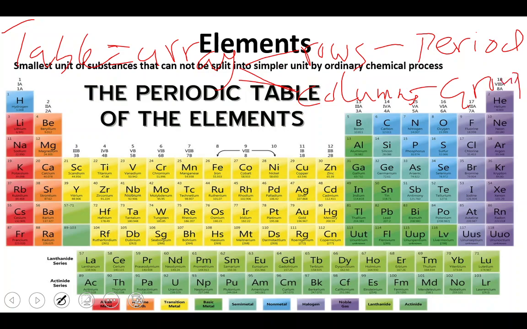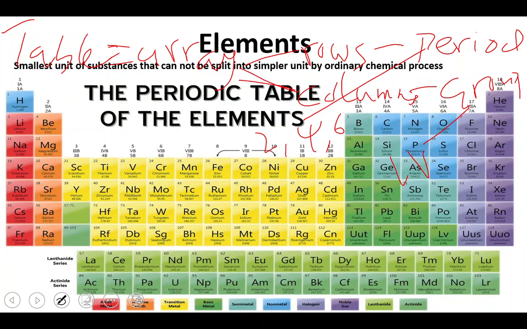Whenever you want to write columns, always use Roman numerals. Whenever you want to write periods, we use Arabic numbers. Now, this is everything about this periodic table. The periodic table is arranged in periods and groups.